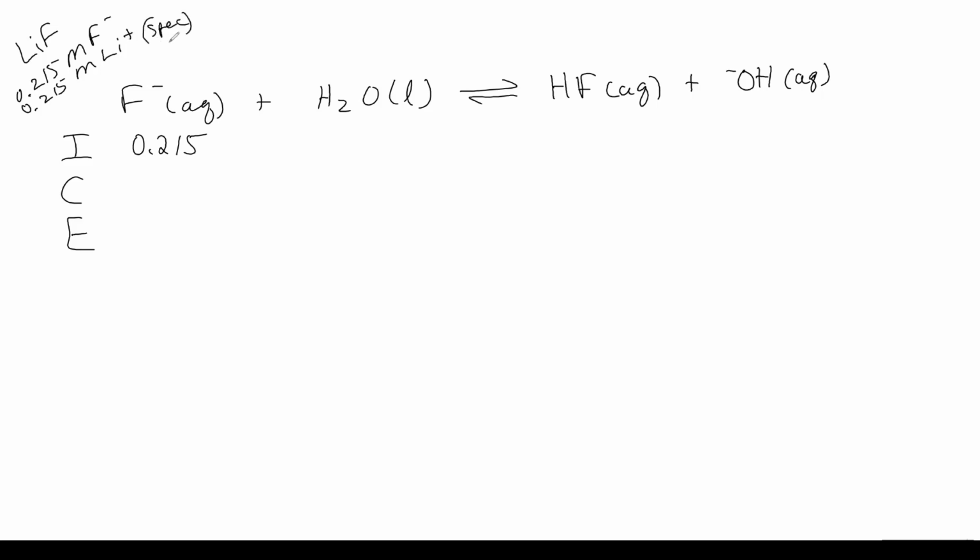That's a spectator, so we don't care about that. All we need is the concentration of our fluoride anion, which is the same as the concentration of the salt. Now, remember, water is a pure liquid, so it's not going to affect the equilibrium constant expression. The activity is 1, so I'm just going to leave that alone, skip it, and go over and figure out what our initial concentrations would be if we put this salt in water.